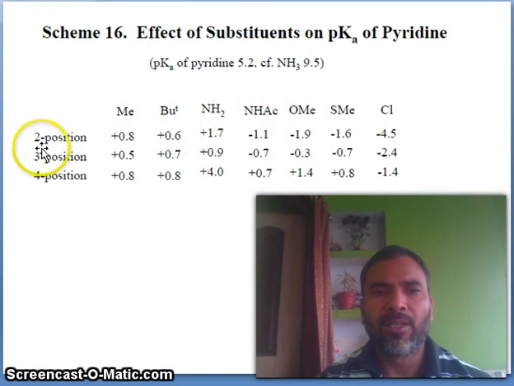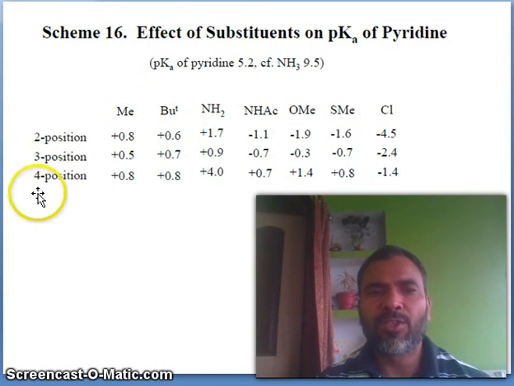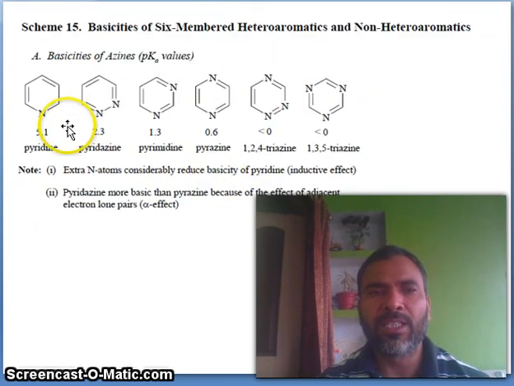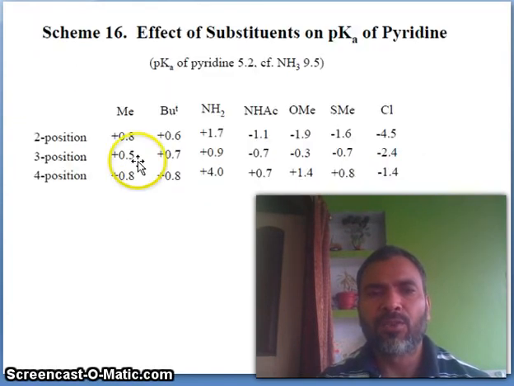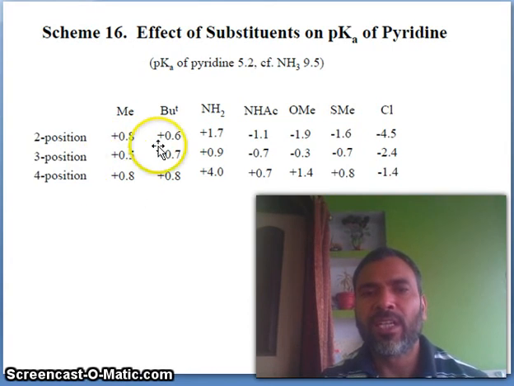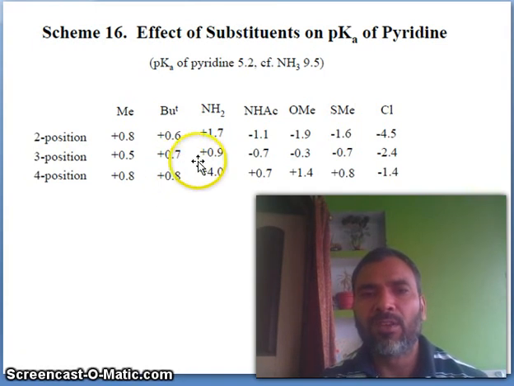Look here. We have two position, three position, and four position in pyridine. If a methyl group is there, you see the four position and two position, and the three position is different. If you have tert-butyl at the two, three and four positions, you can see the difference. If you have NH2 at the two, three and four positions, you have the difference here.